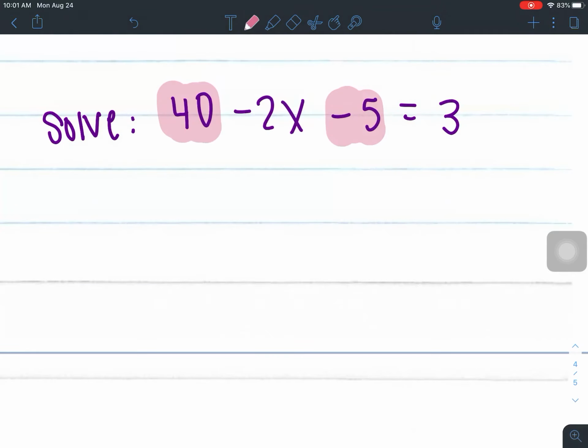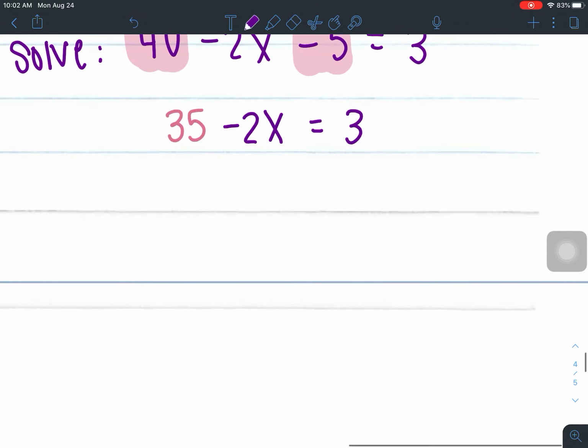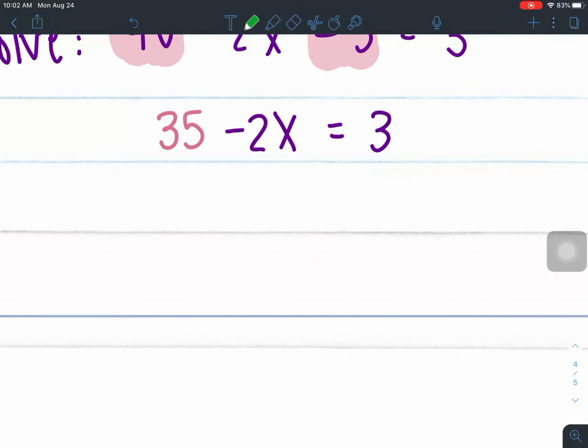So 40 minus 5 is 35. And then I have minus 2x equals 3. Again, I cannot combine that 3 with the 40 and the negative 5. It's not allowed. But I can combine the 40 and the negative 5 because they're on the same side. Next step here, well, I do want to get rid of that negative 2, but I can't get rid of it yet because I have to get rid of the 35 first.